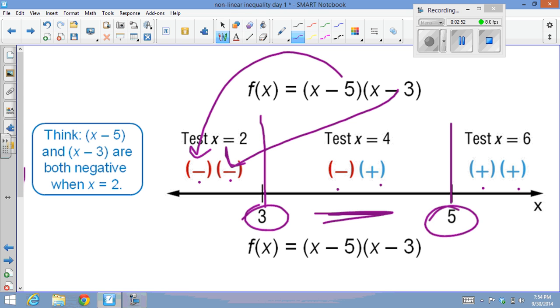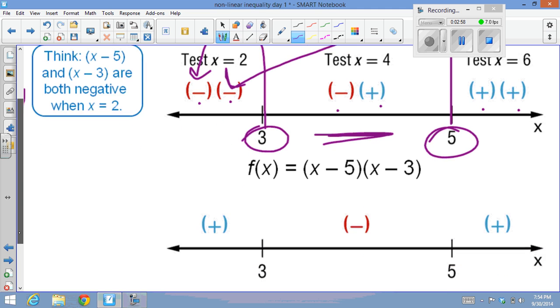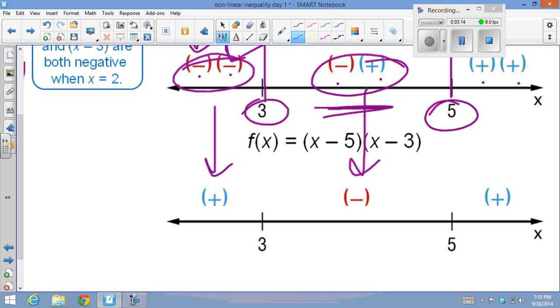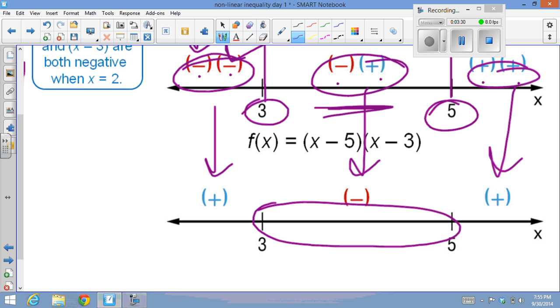Now I need to think about the answer to my question, because my question was, remember, when is it going to be negative? So here I have created another sign chart, and it's basically the same idea, but I'm looking at this little interval up here. A negative times a negative is positive, so I'm going to bring the positive down. A negative times a positive is a negative, so I'm going to bring that down. And a positive times a positive is a positive. So my answer to my question is, where on the number line is this going to be a negative number? Because I wanted to know when it's going to be smaller than 0. Well, look at that. It's going to be smaller than 0 in between 3 and 5.